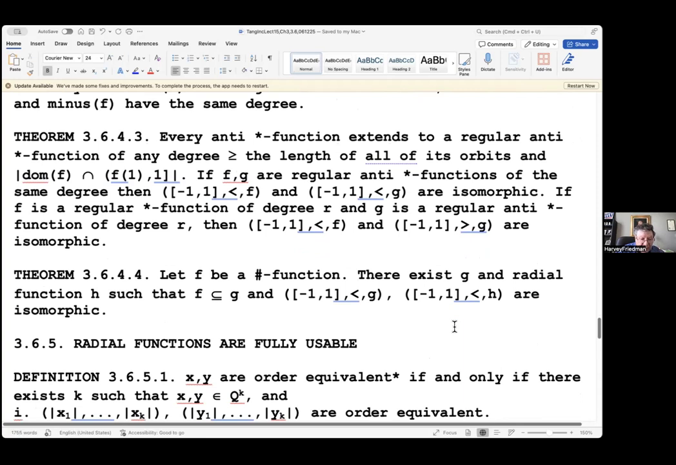Okay, now the main theorem. Let f be a star function. There exists g and a radial function h such that f is extended by g, and g and h are isomorphic. In other words, let me put it this way: every star function can be extended to a function isomorphic to a radial function. And this we proved by here.